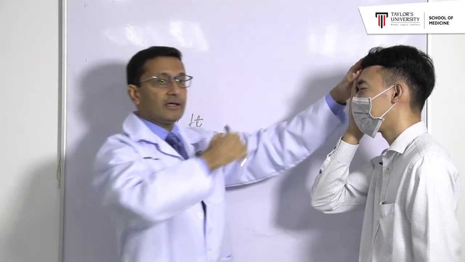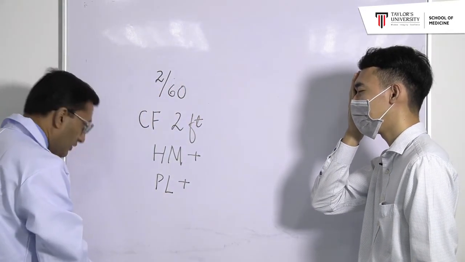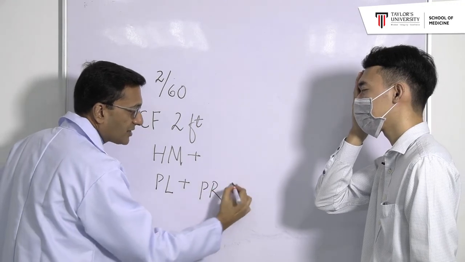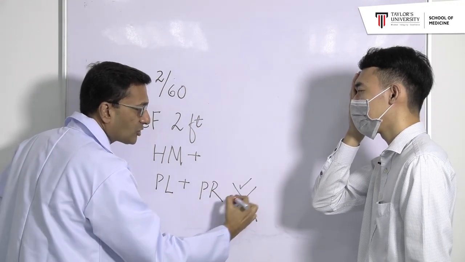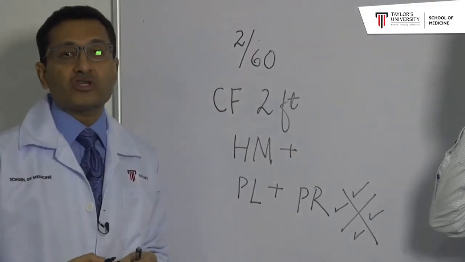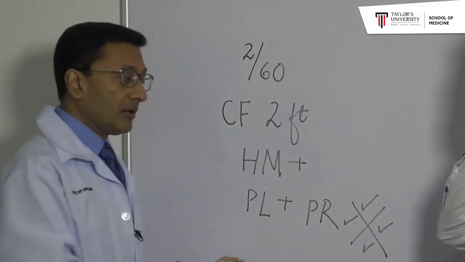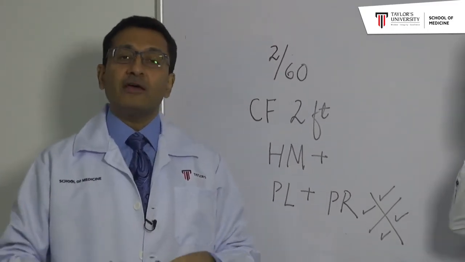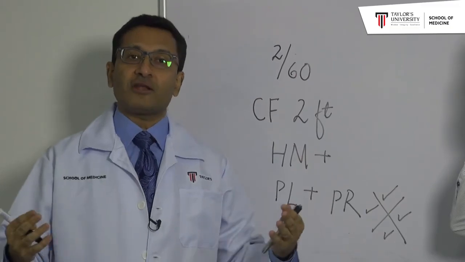So I have checked for projection of rays in all the 4 quadrants, and the patient has accurately pointed to me the direction from which the light is coming. Projection of rays essentially tells me about the functional integrity of the peripheral retina.